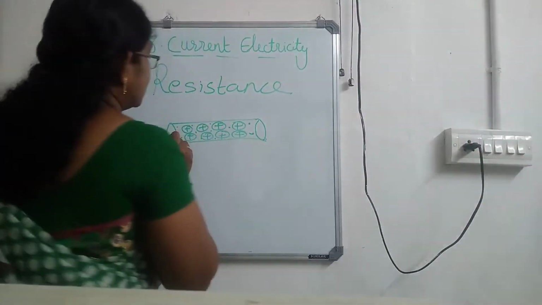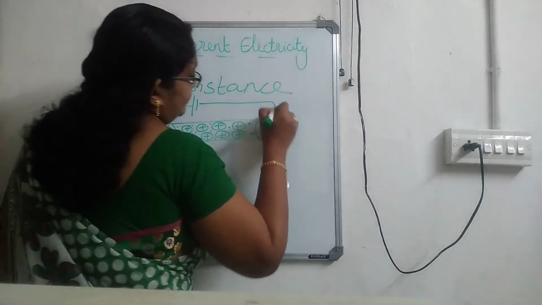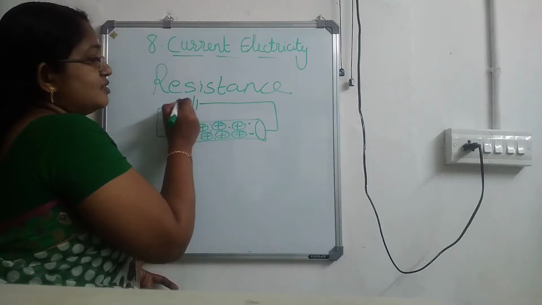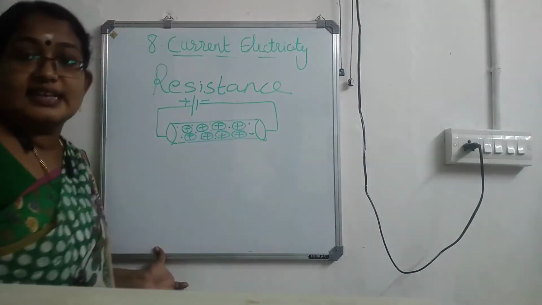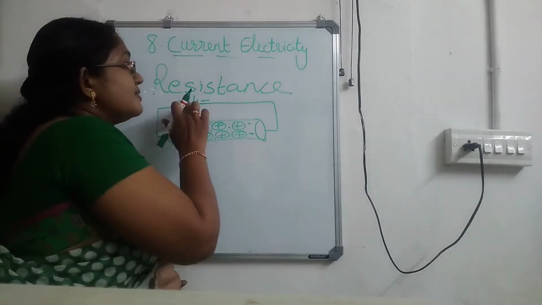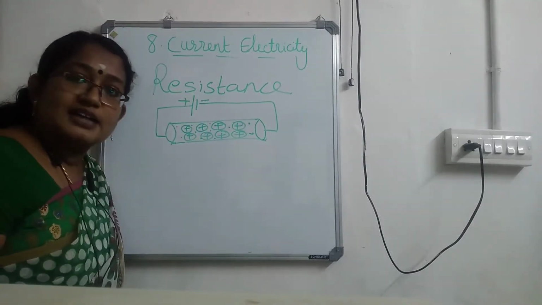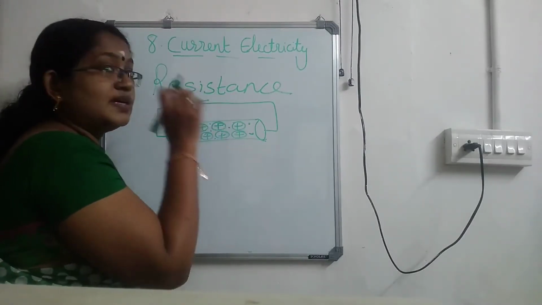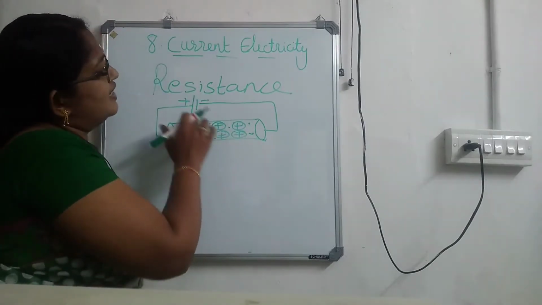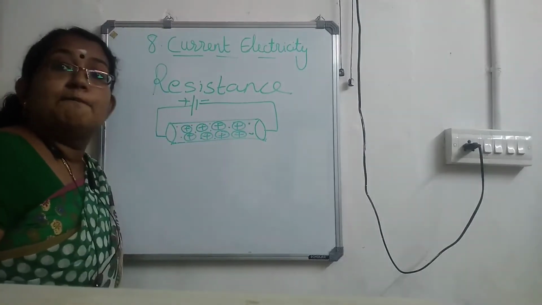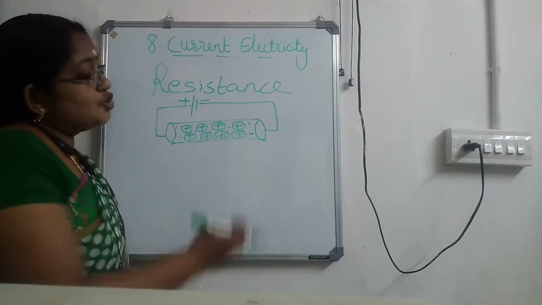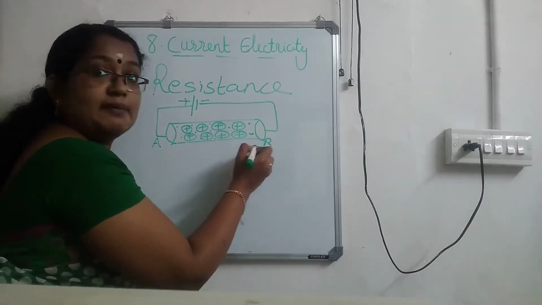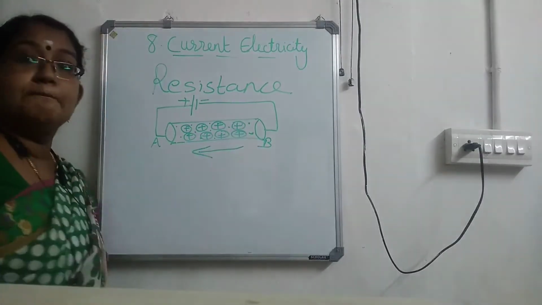Now we are going to connect it to a cell or a battery. So I have connected it to a cell. The bigger line is always the positive terminal, and the smaller one is the negative terminal. Now when it is connected to a cell or a battery, what happens? Electrons are negatively charged. These positive charged ones are fixed. Negatively charged electrons will be attracted to the positive terminal of the battery. So all these electrons start moving, let this be A, this be B. So the electron starts moving from B to A.